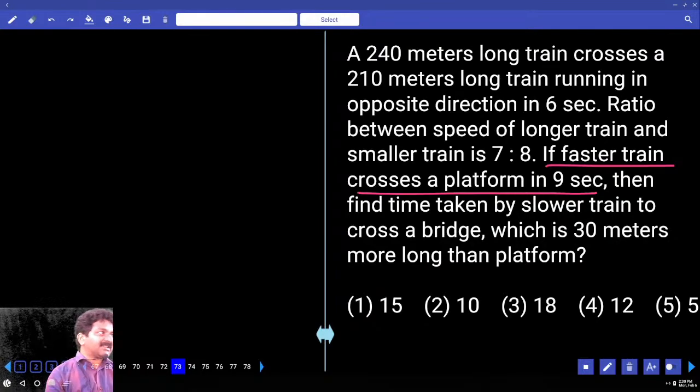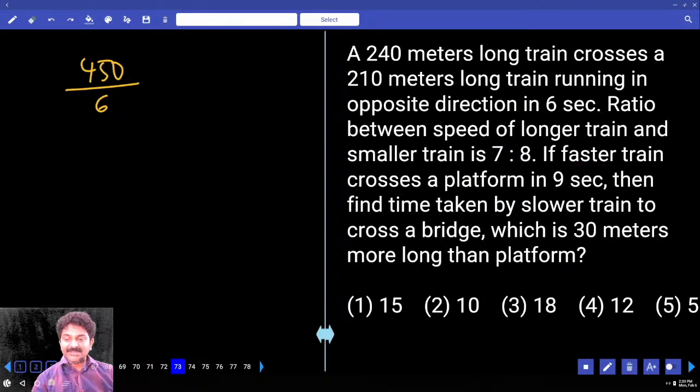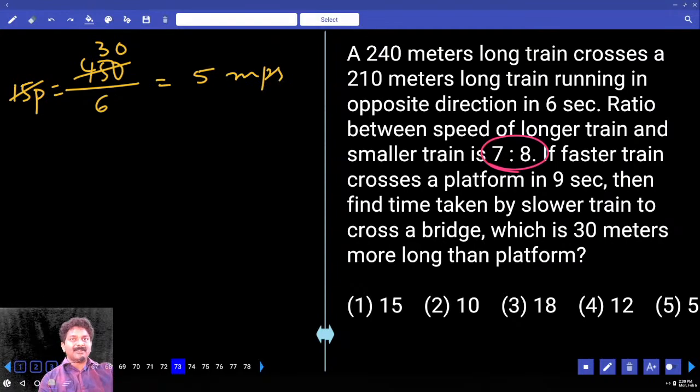So here, the first condition says a train crosses another train, and the distance covered is equal to train length A plus train length B. How much is the time taken? 6 seconds. Distance by time is speed. In which direction are they moving? Opposite direction. Relative speed is S1 plus S2. How many parts do we have? 15 parts is equal to this much: 30 by 6, 5 meters per second. 1 part is equal to 5 meters per second. With this we can know the speed of the faster train and the slower train also.